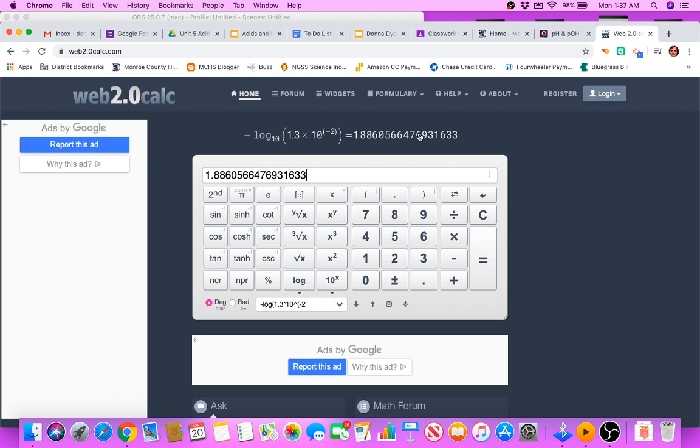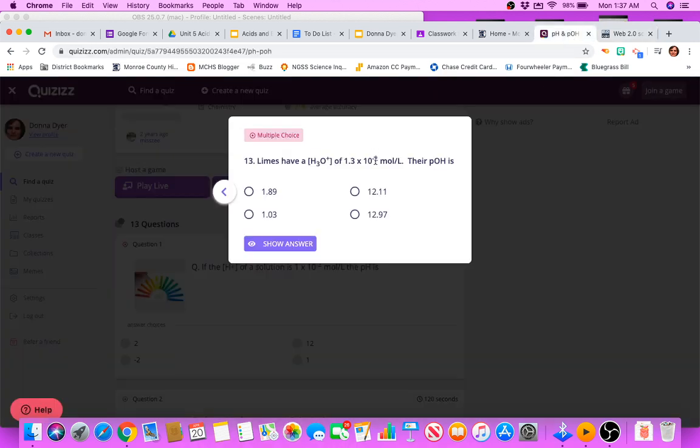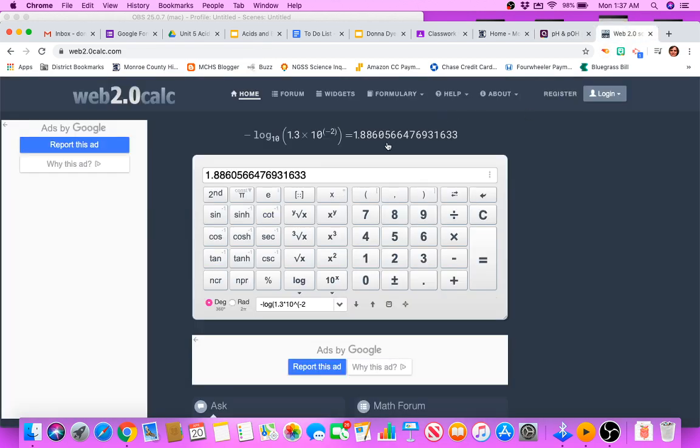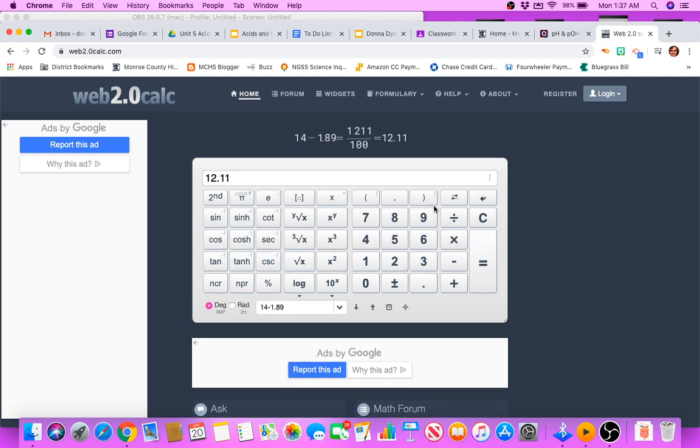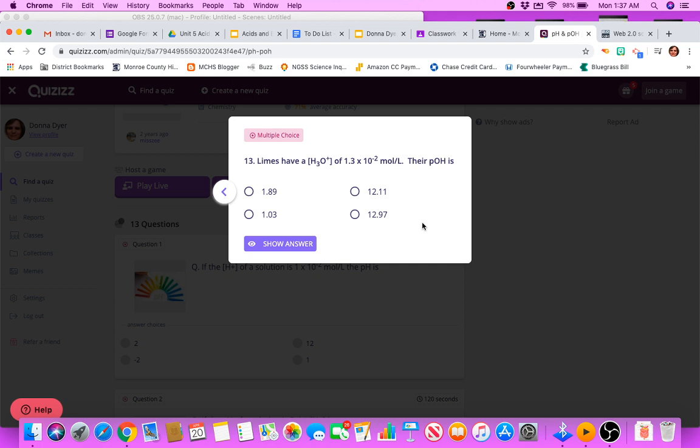And I'm getting 1.89. Okay, so the pH is 1.89, but I want the pOH. What I just calculated was the pH, because this is the hydrogen ion concentration. So when I do the negative log of the hydrogen ion concentration, I'm getting the pH. They're asking me for the pOH, so I have to take that pH and subtract it from 14. So my pH is 1.89, so I'm going to have to do 14 minus 1.89, and I get 12.11. And so this should be my answer, and that is correct.